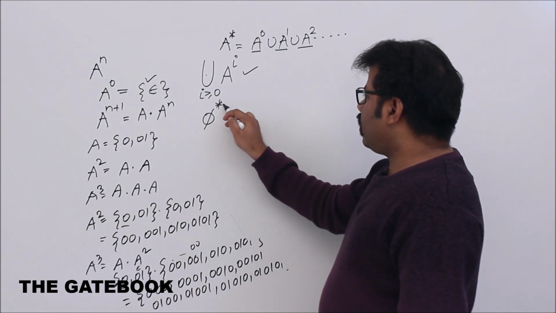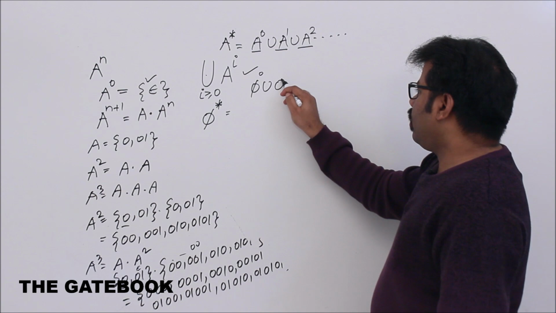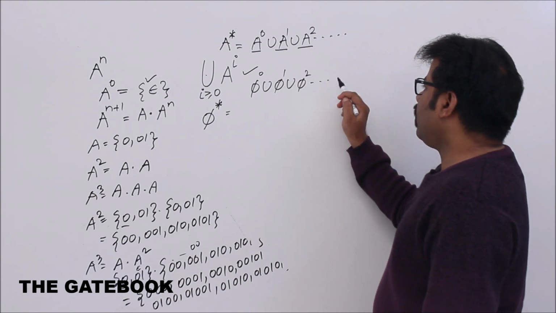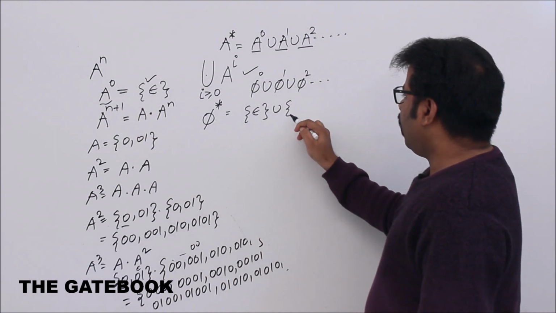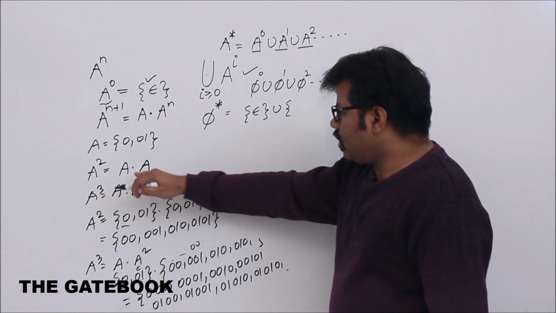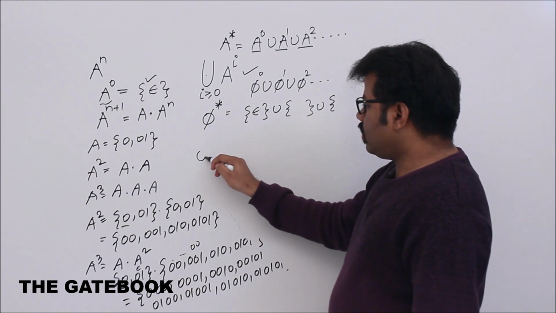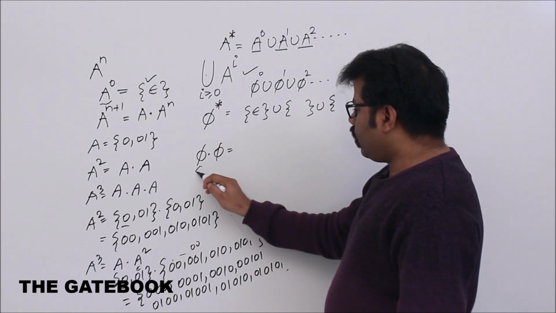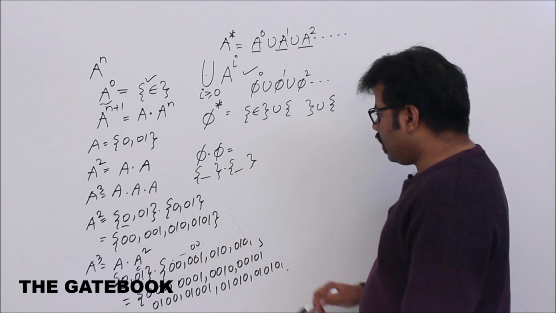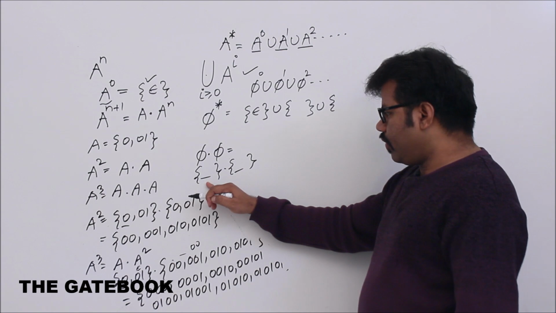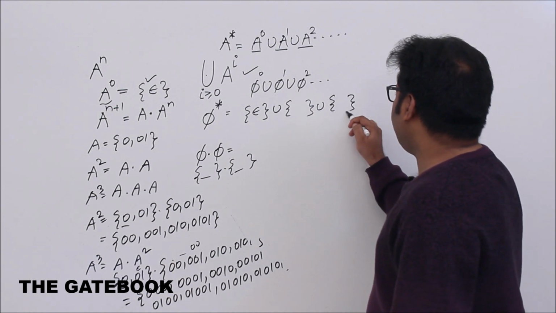Sir, what is empty set star? According to the definition, it will be empty set power 0 union empty set power 1 union empty set power 2, and so on, right? Here any set power 0 is epsilon. So epsilon union empty set power 1. Any set power 1 is the set itself, so empty set. Then union empty square, which is defined as empty set dot empty set. Already I told you, take each and every string of the first set and each and every string of the second set and concatenate them, first left elements followed by right elements. Since there is no element here, you don't get anything back. That's why it is empty.